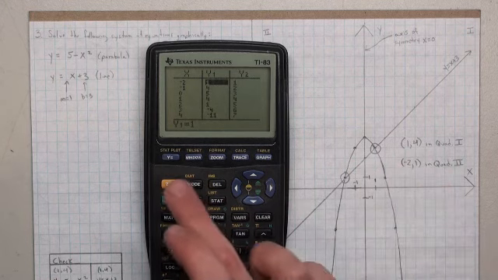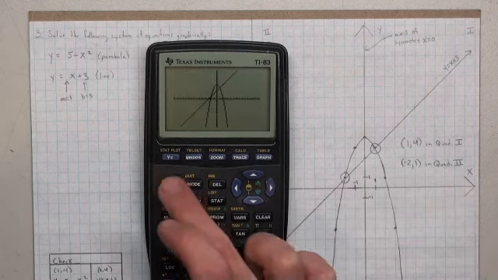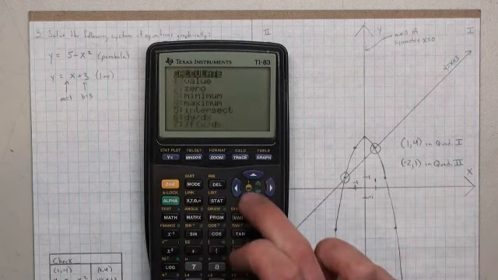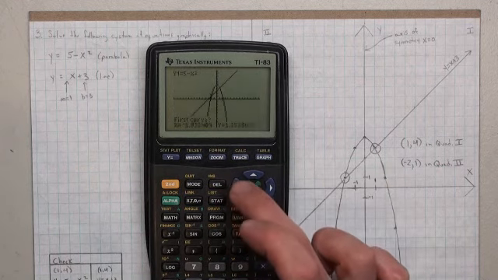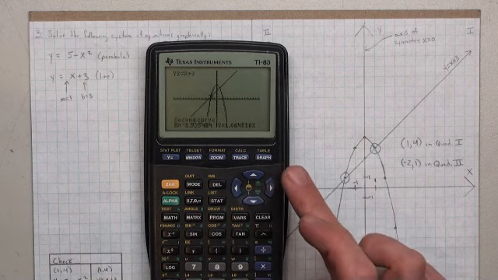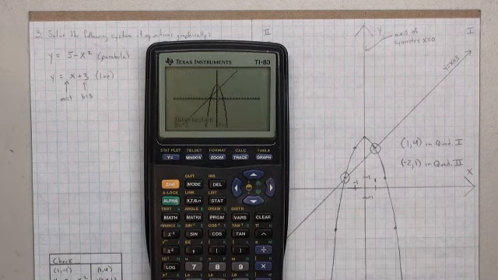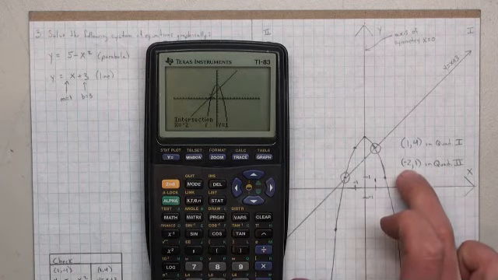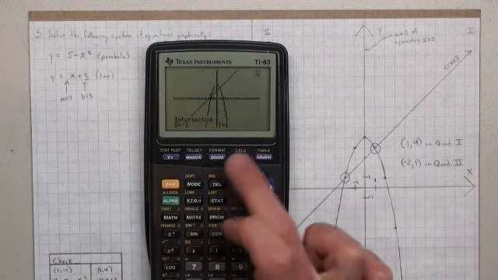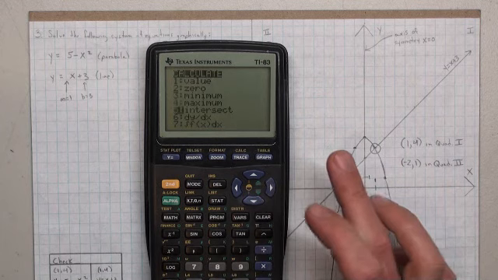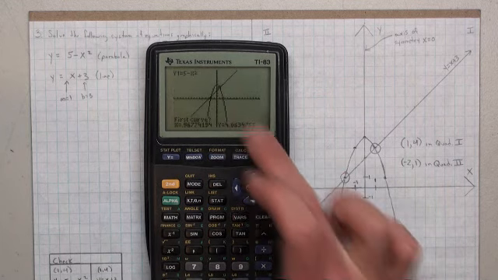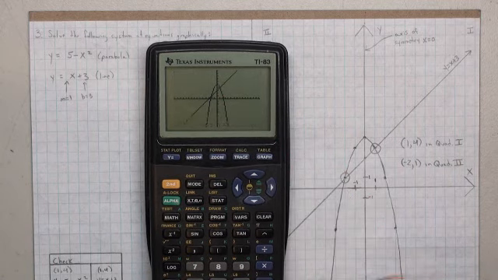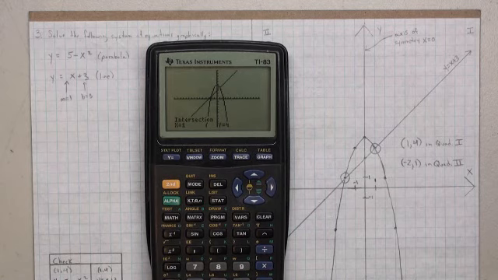Right? Now hit graph, and let's go to second trace to go to calculate, go to intersect. Put your blinking dot near the first point of intersection on the left. Hit enter, enter, enter. Negative 2, 1, there it is. Now let's do second calculate, intersect. Move the blinking cursor over to the second point of intersection on the right. Hit enter, enter, enter. 1, 4. There it is, 1, 4. Okay?